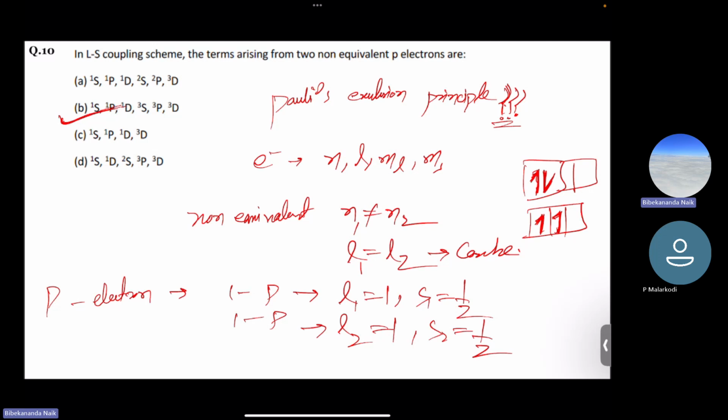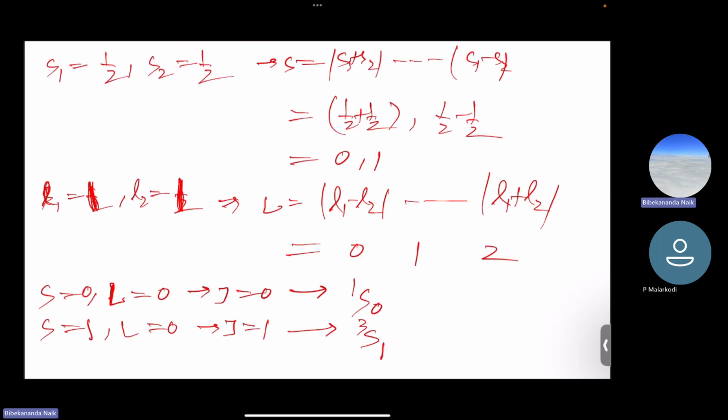here, for this case ml is the same, here ml is different, but since our question says it is two non-equivalent p electrons, non-equivalent means n1 is not equal to n2. So in that case we can consider this case also, we can consider this case also. For all the cases, electron spin is half. So for two electrons s1 is half, s2 is half. L1 is 1 and L2 is 1. Corresponding to those L and S values, we got the values of J, and then from S, L and J values, we got the spectroscopic notations.